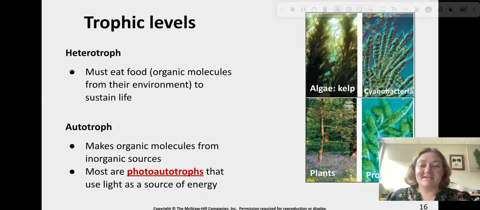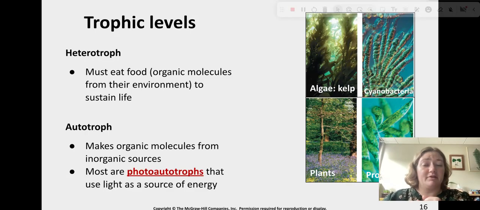All right, so what type of organisms can harvest light energy? Well, there are different types of what we call trophic levels. So a heterotroph has to eat food in order to obtain organic molecules. We are a heterotroph. Other animals are heterotrophs. Other insects are heterotrophs. But there's also this class of organisms that we could call autotrophs. Now, autotrophs have the ability to make their own organic molecules. And specifically, if you're an autotroph that uses sunlight as your source of energy, you would be a photoautotroph.